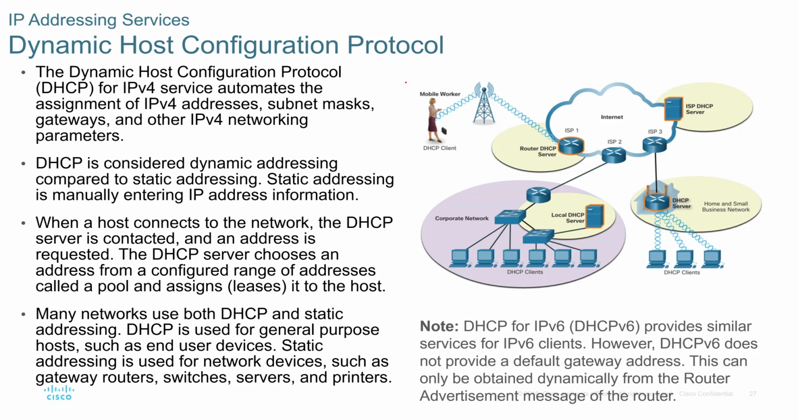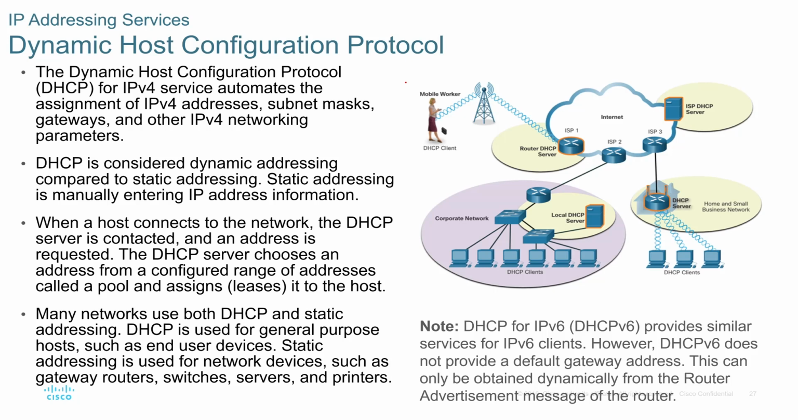The Dynamic Host Configuration Protocol, or DHCP, is for IPv4, and it's a service that automates the assignment of IPv4 addresses, subnet mask, gateway, other options, lease times, many things that could be assigned to our host. It is considered dynamic addressing compared to static addressing. Static addressing is manually entered IP address information, such as on a printer. When a host connects to the network, the DHCP server is contacted and an address is requested. The DHCP server chooses an address from a configured range of addresses called a pool and assigns or leases it to the host.